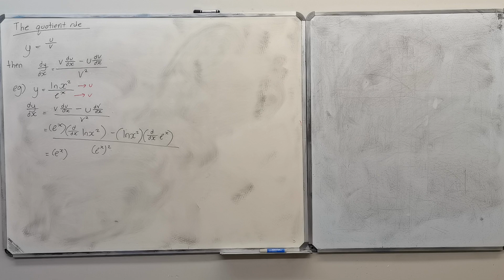Okay, small x, let's see. So that's not 1 over x squared. You change it to x. ln x squared here.